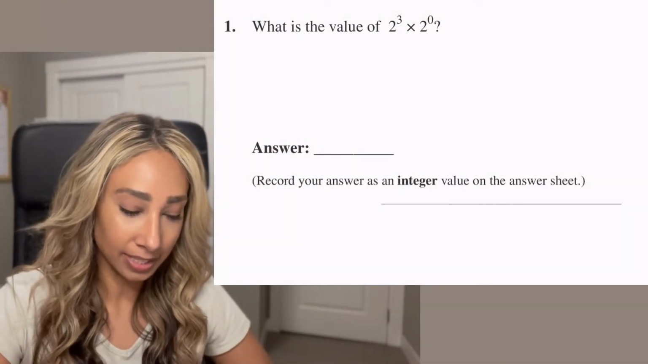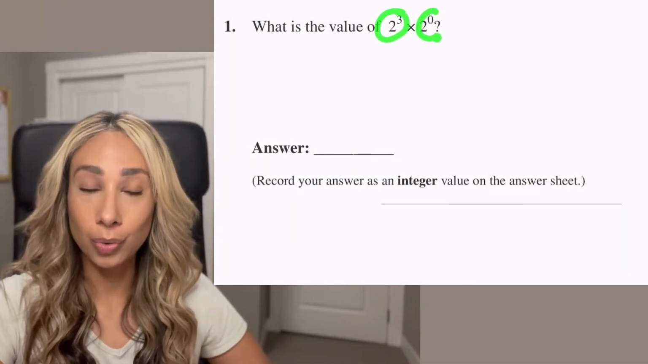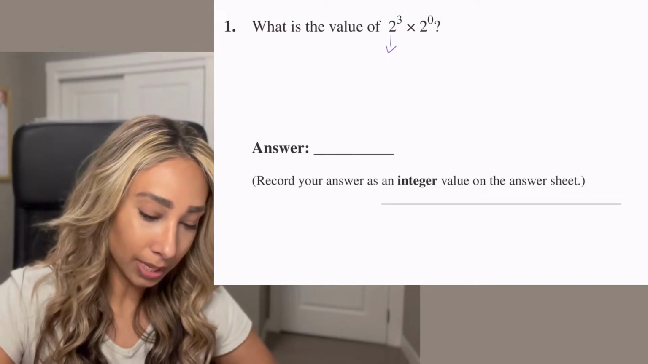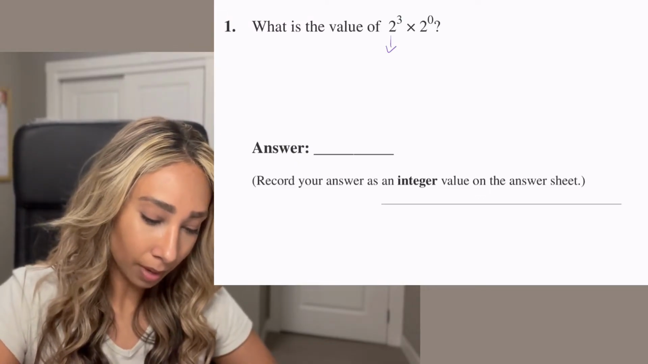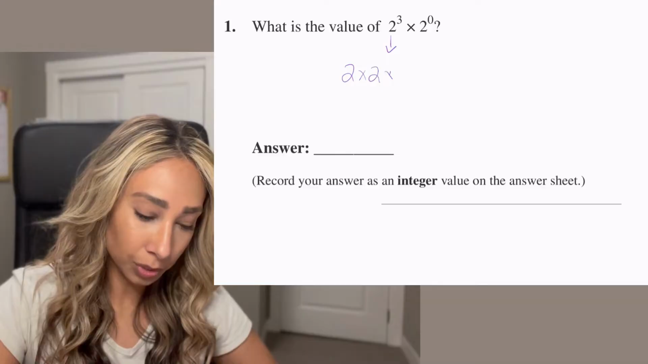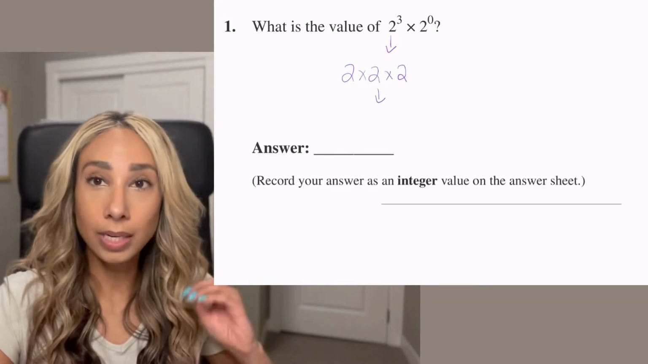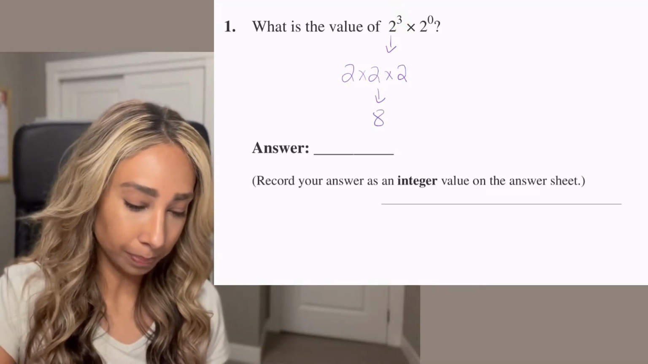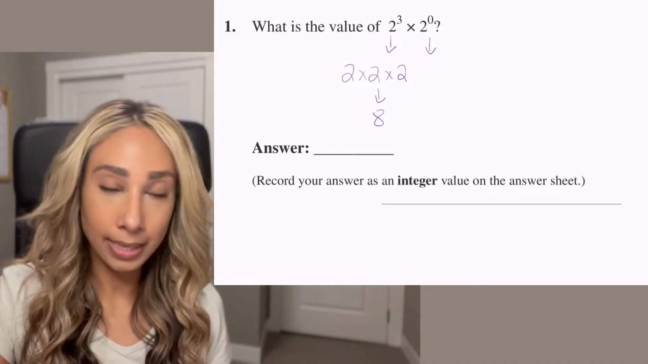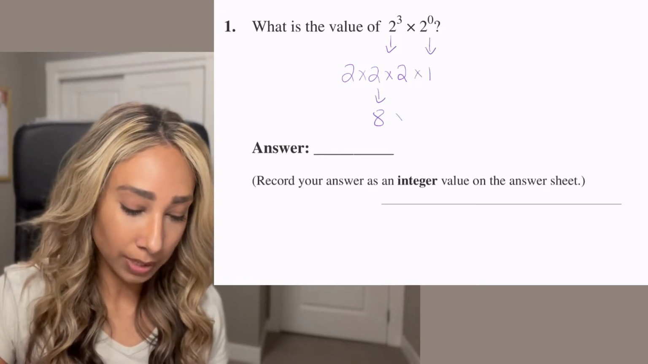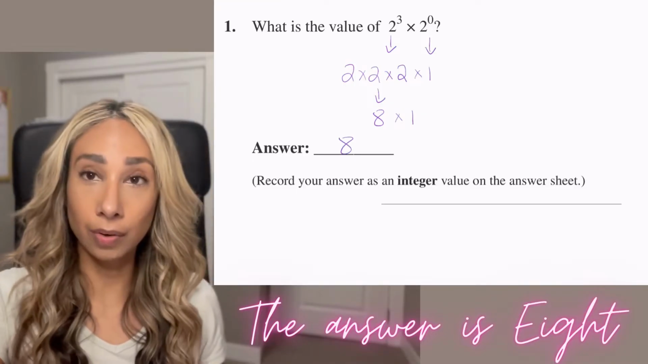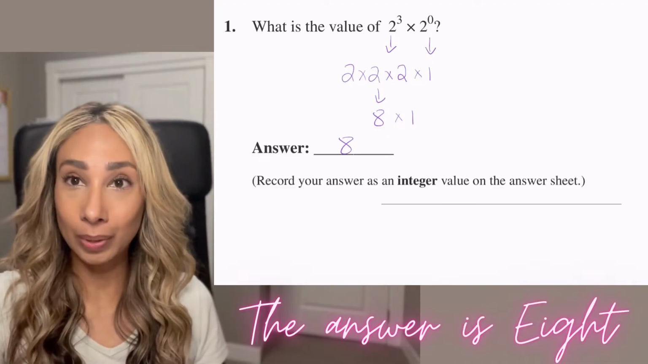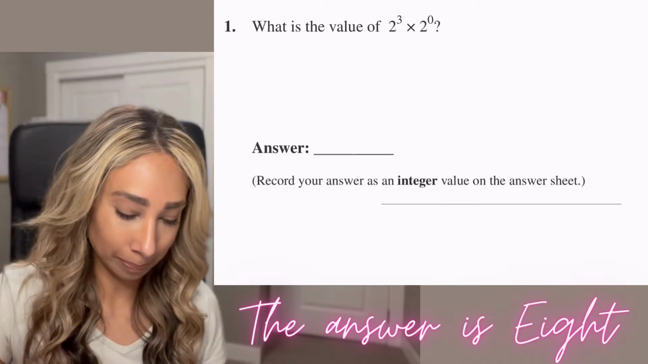So the first thing they're asking us to do is to figure out the value of these two equations here. Now, this is important that you know your exponent laws. So 2 to the exponent of 3 is really 2 times 2 times 2. I like to say that exponent is like screenshotting the number, but you're multiplying it. So that's going to give us 8. And then of course, anything to the power of 0 is going to give us 1. So this is going to be 8 times 1, which will give us the answer of 8. Now, lots of kids do say the answer is 0 because they forget about that exponent law. So you want to be really clear about those exponent laws.